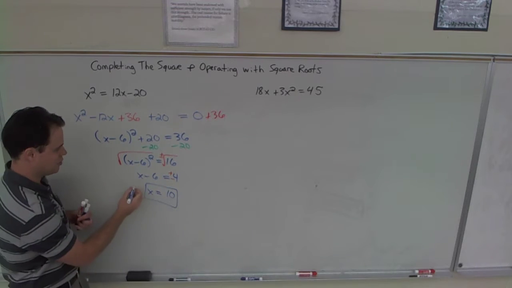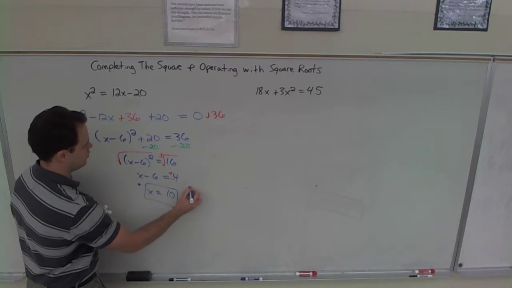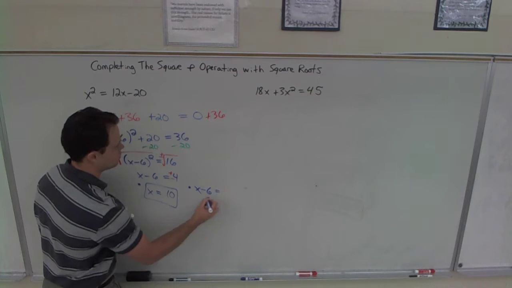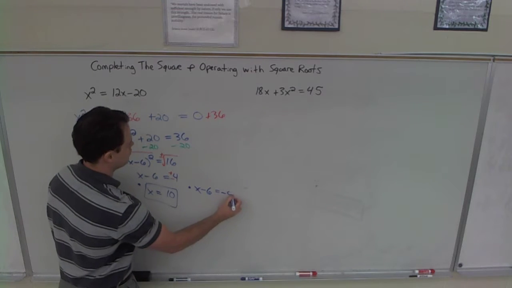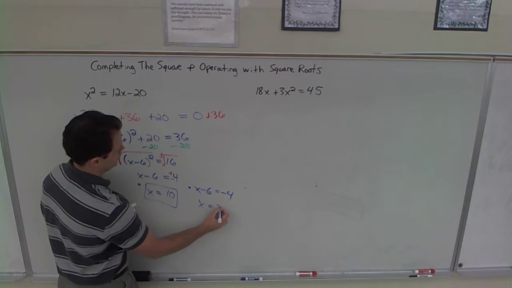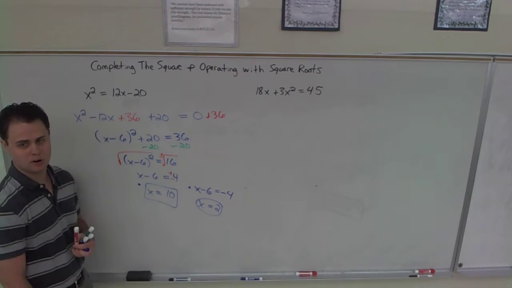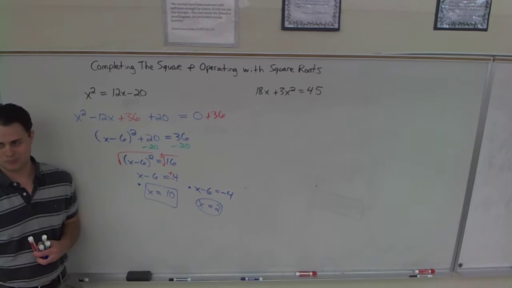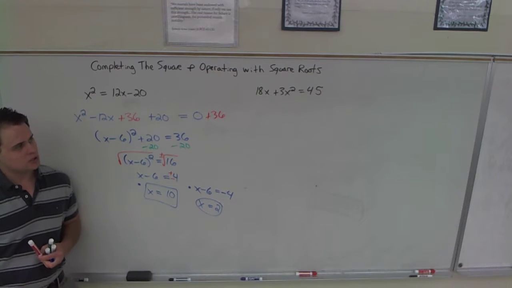So really, this is one of my answers, right? Then I've also got x minus 6 equals negative 4, so I've got to go and get the other answer, which is 2. Okay? Let's do it with the other one.